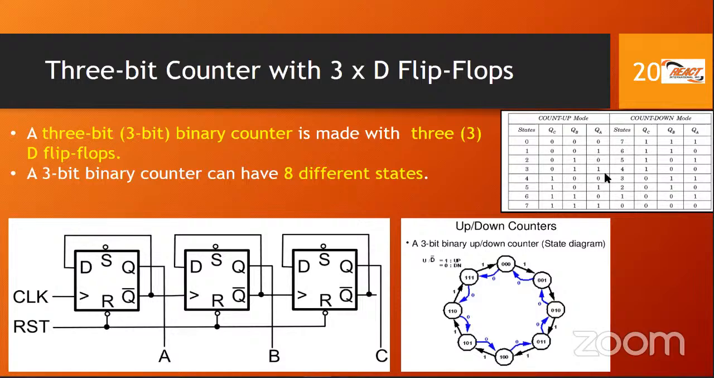And there's a truth table on the right-hand side here that shows that for anyone who would like to look at it and convince themselves. And we, of course, have the count-up mode and the count-down mode. So eight different states, 000, 001, all the way to 111. Eight different states that this three-bit counter could be.